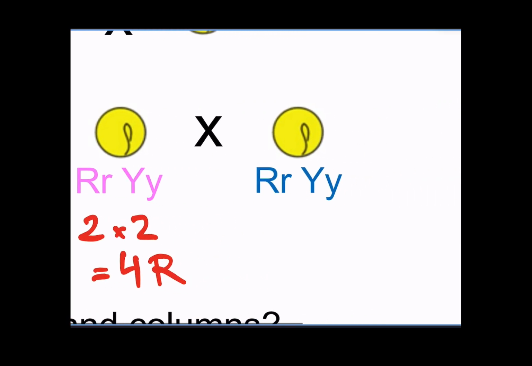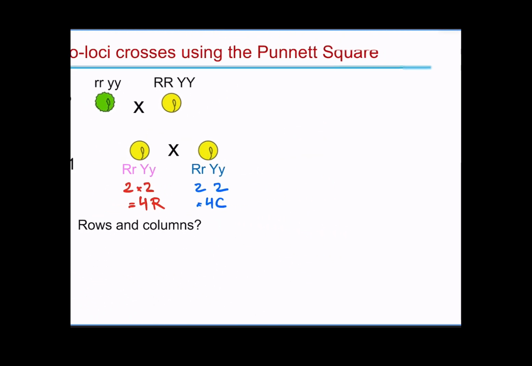We do the same for the columns. How many allele types for the first locus in the second parent? 2, and 2 types for the second locus. 2 times 2, 4 columns. As you will see, this exercise becomes really handy when you're dealing with 3 or more loci. And we have a slide dealing with that.